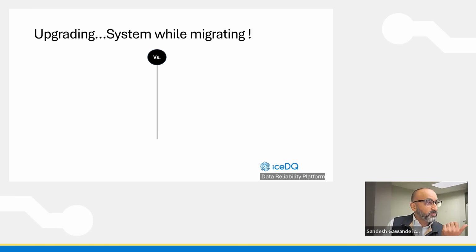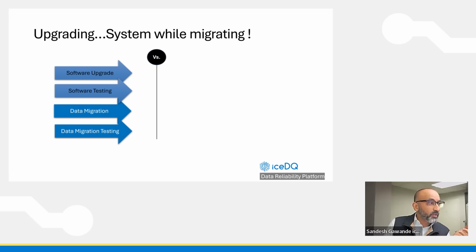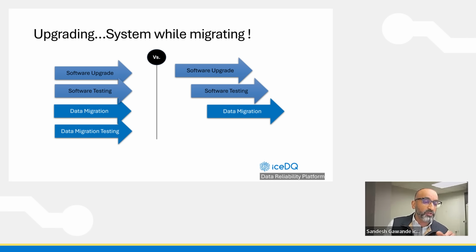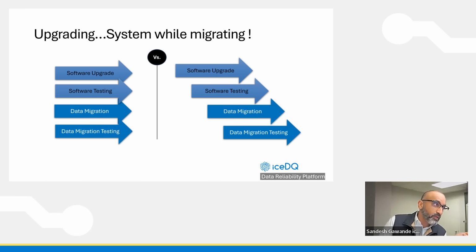The second mistake they made is that while they were doing the data migration, they were also updating the target system. You should never do that. Ideally, you should upgrade your software, test your software, then do the data migration, and then do the data migration testing. It's a sequential process. You cannot migrate the software and test the migration at the same time.